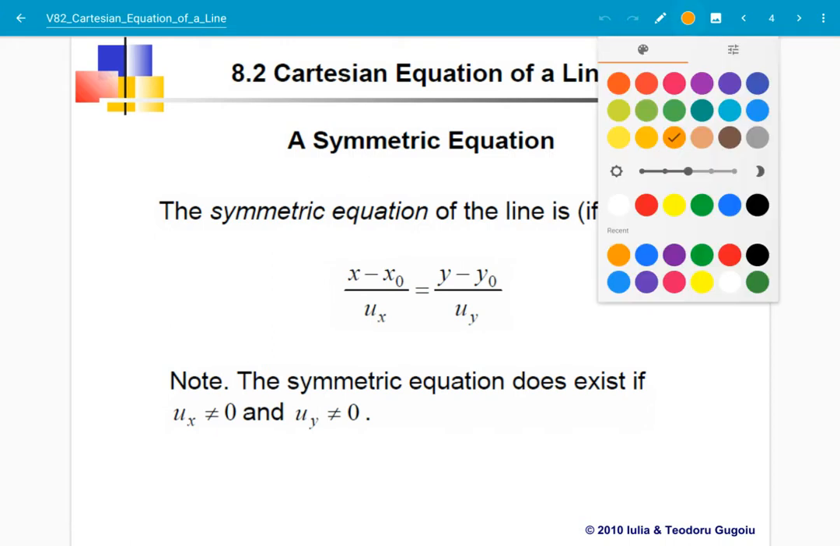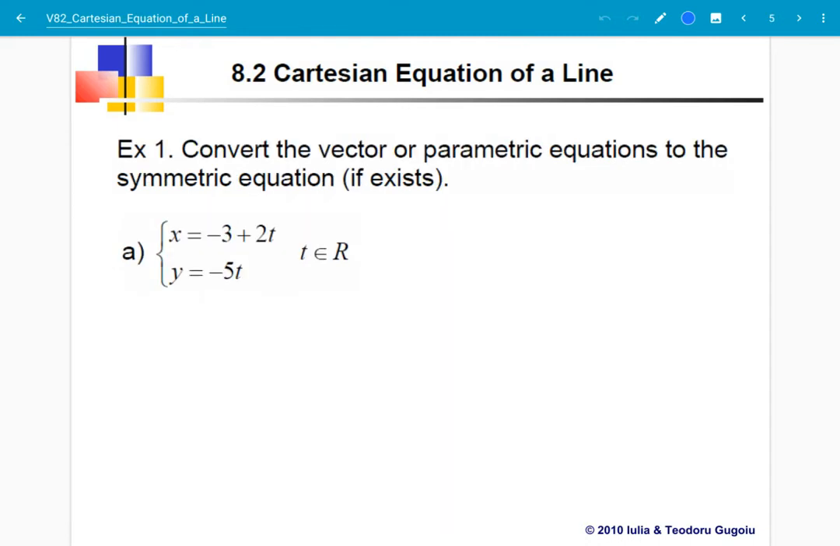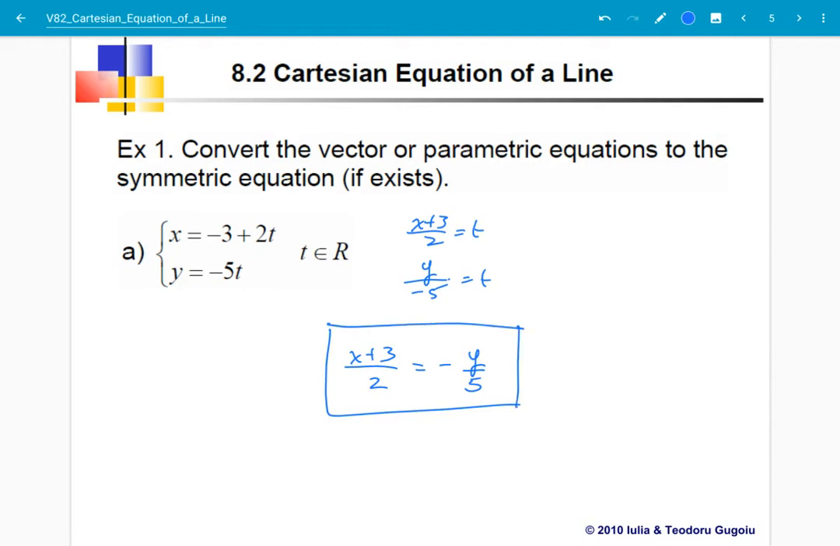All right. Yeah, there it is. Okay. Convert the vector equation or parametric equations to the symmetric equation. So we solve for t. So we have x plus 3 over 2 is equal to t, and y over negative 5 is equal to t. So x plus 3 over 2 is equal to negative y over 5. And there is the symmetric equation for that line.